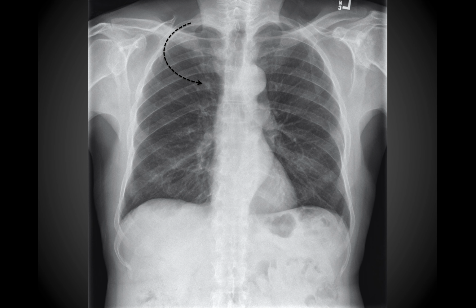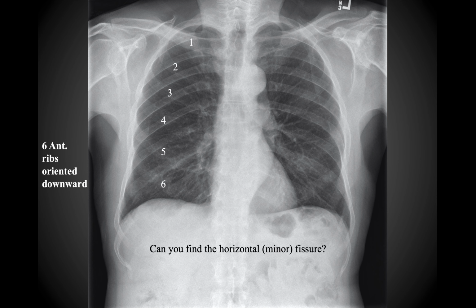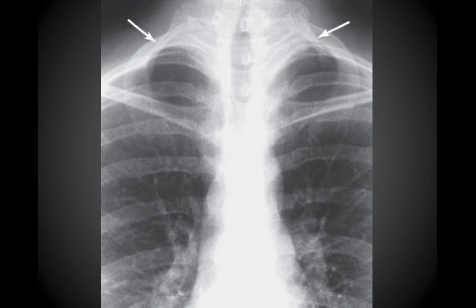So again, this dotted line right here represents the full course of the second rib. So just to get you comfortable with being able to follow those ribs in their entirety. And then the numbers here all represent the anterior ribs. And then in this individual, you can actually just barely make out the horizontal fissure. So you can see that, again, it looks like just a little line coming across right here. So you can see how challenging it can be to accurately identify that horizontal fissure.